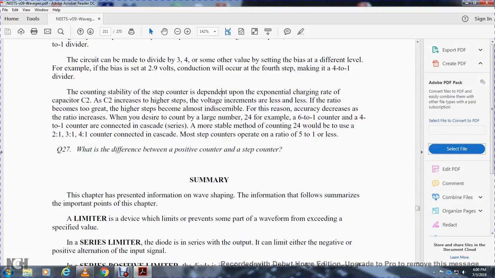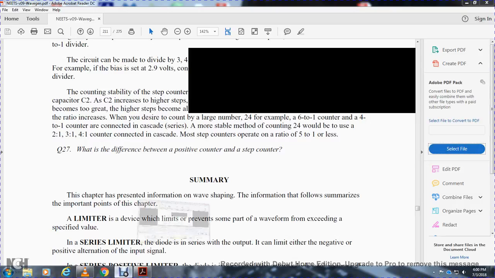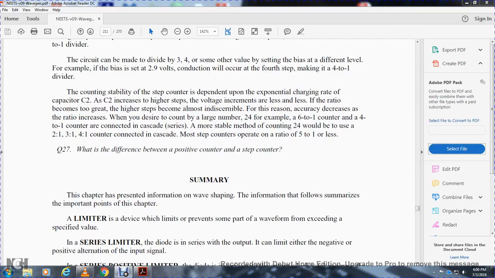Alright, Chapter 4 Summary. This chapter presented the waveform shaping information. The limiter is a device that limits part of the waveform, some part of the waveform exceeding a specified value.